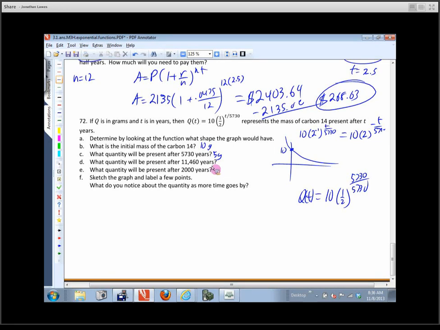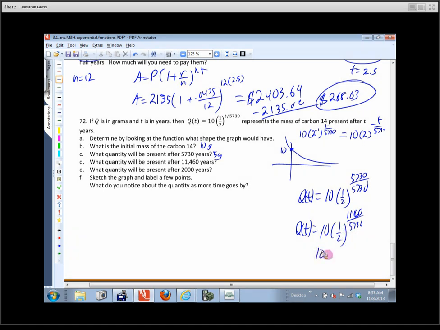Okay. What if we let 11,460 years go by? Well, then the amount would be 10, and then 1 half raised to the 11,460 over 5,730. And what does 11,460 have to do with 5730? It's twice as much, right?